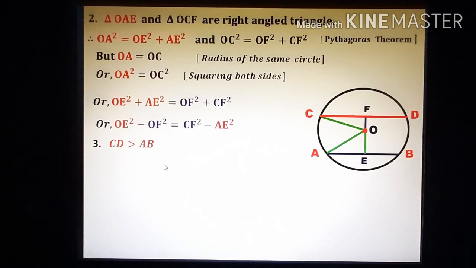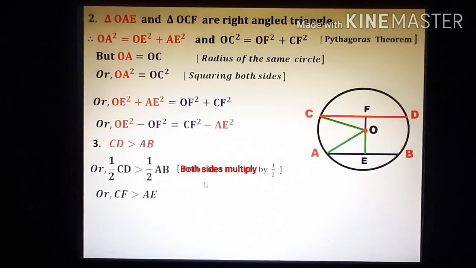Yes, my dear, we know CD is greater than AB. If we multiply both sides by half, it becomes half CD, half AB. And after that, what will we do? Yes, half CD means what? Half CD means CF and half AB means AE. So have you got the point, my dear? Yes. Half CD means CF, half AB means AE. CF square is greater than AE square, squaring both sides.